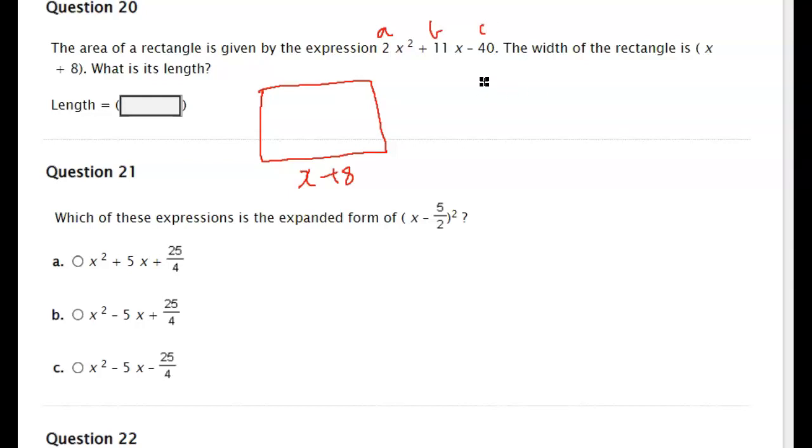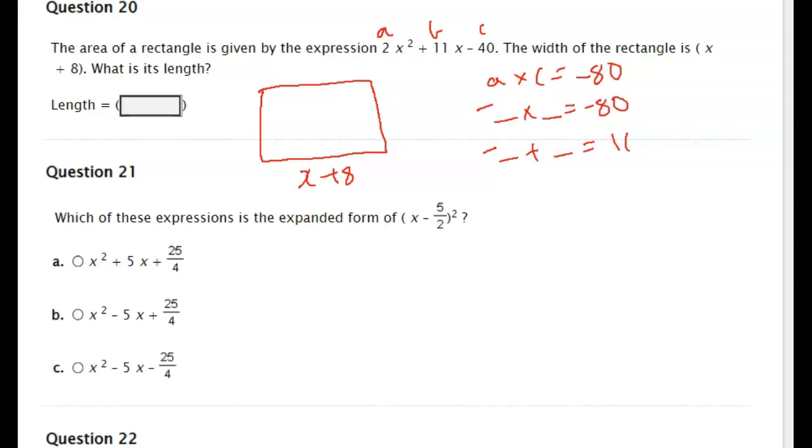So we're going to do a times c first. So 2 times negative 40 is negative 80. And then we want two numbers when multiplied give us negative 80, and when added give us positive 11. Now, I know one of the numbers is going to have to be positive and one is going to have to be negative. So maybe we'll just make this first number a negative, and I'm just going to pause so I can think of what they might be.